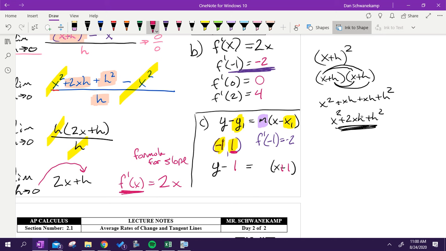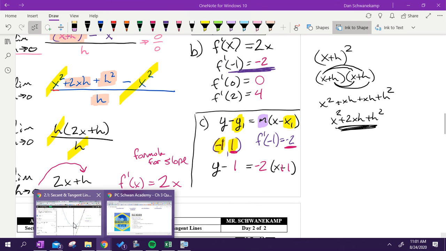My slope goes in front of the parentheses. So my slope in this case is that derivative, it's that -2. Just leave it like that. You don't have to get y by itself. You don't have to distribute. Don't do anything else. That's my answer. Okay? Know what we just found.